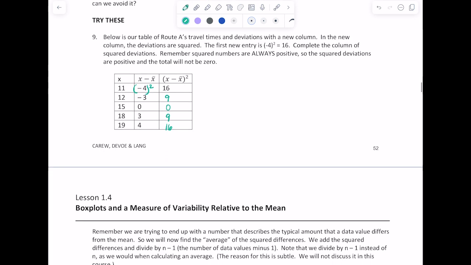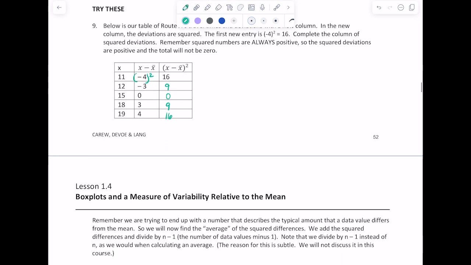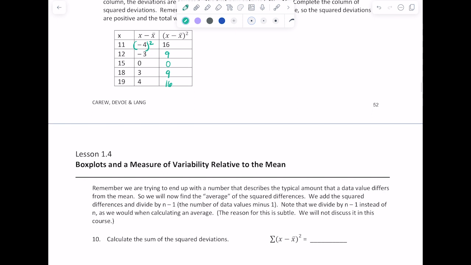What I'm going to do next is take those squared deviations and add them up. So we're going to calculate the sum of the squared deviations. Remember, sigma means sum. So we're adding these right here. When you add those numbers up, you get 25 plus 25, which is 50. So the sum of those deviations is 50.